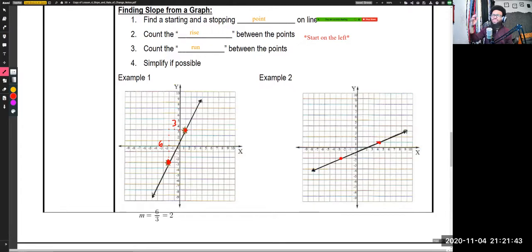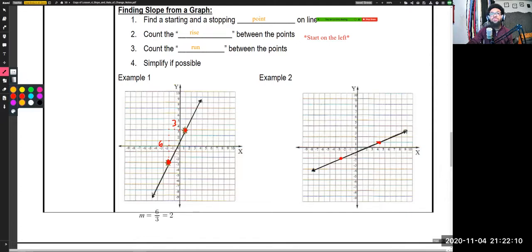When you all are choosing starting and stopping points, don't choose something in the middle of a box, okay? You want to choose something that's right on a point, at one of those intersections, at a crosshair, to make the counting easy. We want whole numbers when we're doing this. So don't pick a starting point or a stopping point that's not on one of the crosshairs, okay?